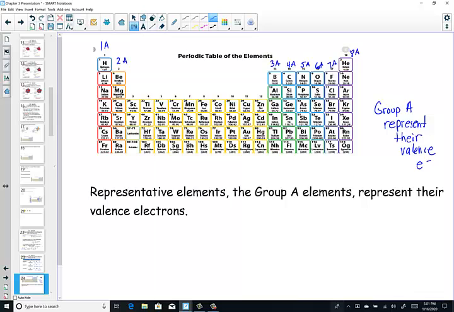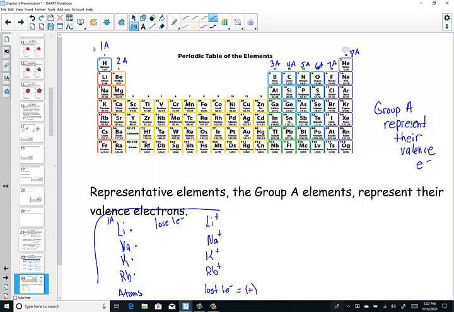So the representative elements represent their valence electrons, meaning lithium, sodium, potassium, rubidium, all of those in group 1A have one dot. That's one valence electron as atoms. When they lose that valence electron, they form positive ions. We call that lithium ion, sodium ion, potassium ion, rubidium ion. All have lost one electron and form a +1 charge on their ion.